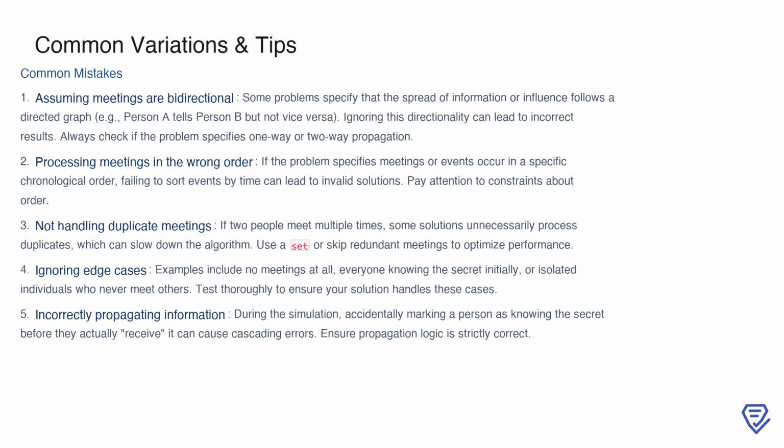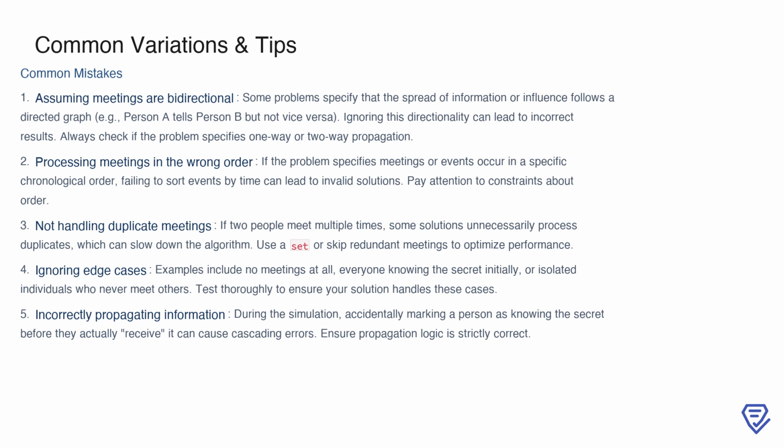Another issue is handling duplicate meetings. If two people meet multiple times, some solutions might process each meeting unnecessarily, slowing down the algorithm. Using a set or skipping redundant meetings can help optimize performance. Then, there's the need to account for edge cases, situations like no meetings occurring, everyone already knowing the secret, or isolated individuals who never meet anyone. These edge cases can break your solution if not handled properly.